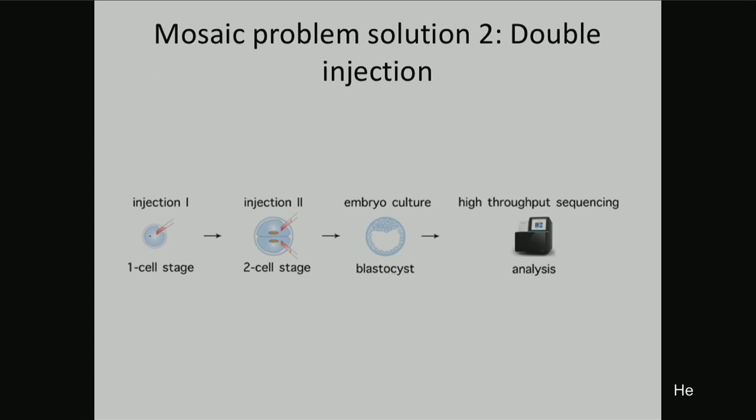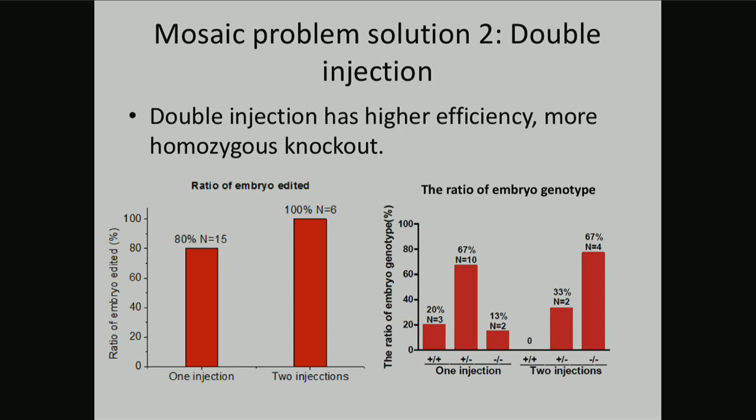The second one is double injection. We could inject at the one-cell stage and then inject again at the 2-cell stage. Double injection is better. It gives higher efficiency and more homozygous knockout.